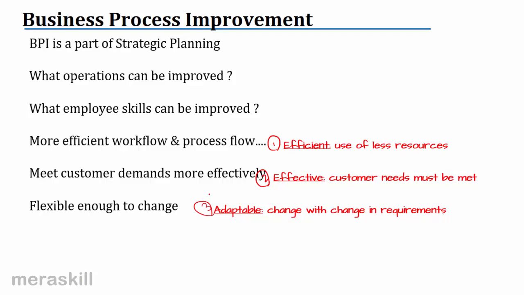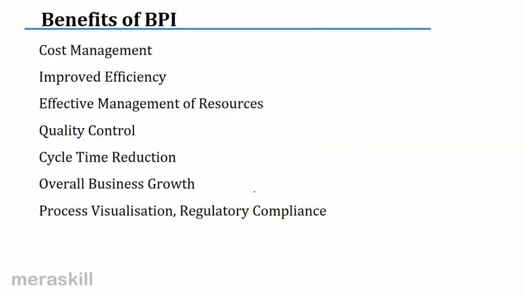What are we trying to do? We are trying to improve some of the operations and improve the employee skills. Which ones? That is what we need to identify so that we become more efficient, more effective in responding to the needs of the customers, and also at the same time we are adaptable or flexible so that we can change to the changing needs in the environment.